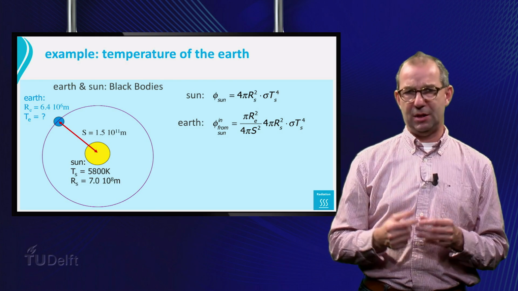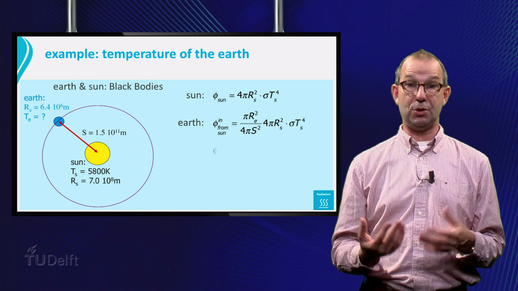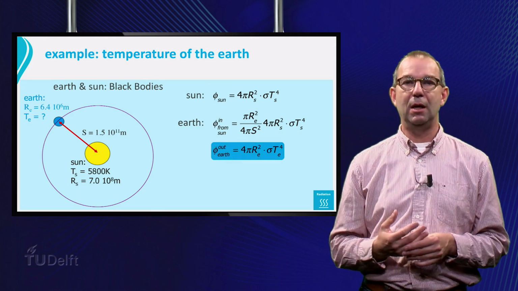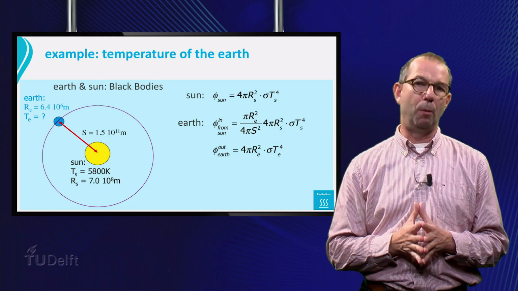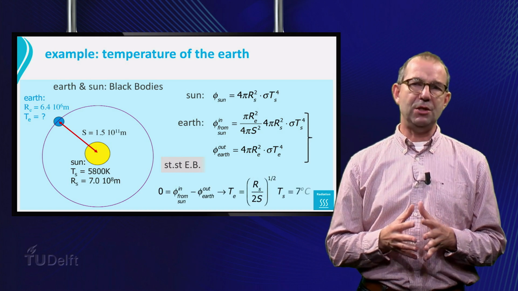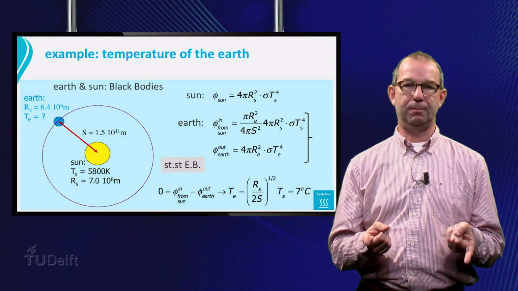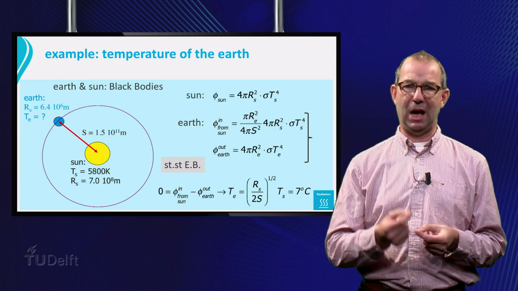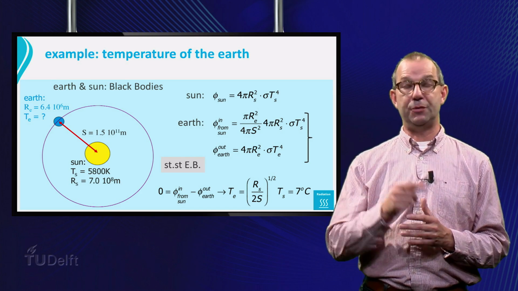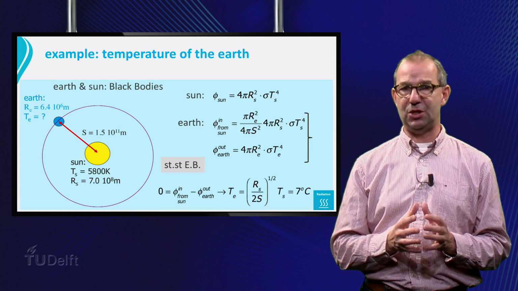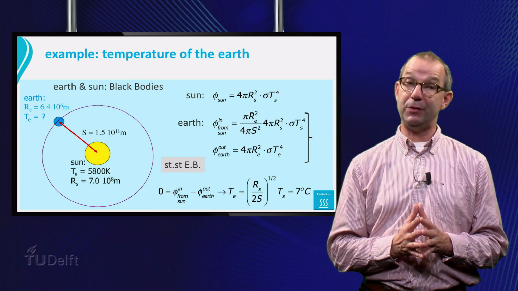Since we treat the Earth as a black body, all received radiation is absorbed. Of course, the Earth radiates itself, and thus we have another variation of the T to the 4th law. Since the Earth is in a steady state, we have in equals out, from which we can solve for the unknown Earth temperature. This simple model gives T Earth as 7 degrees Celsius, which is not bad at all. The actual average is 15 degrees Celsius.